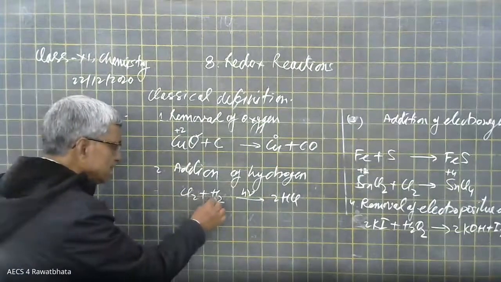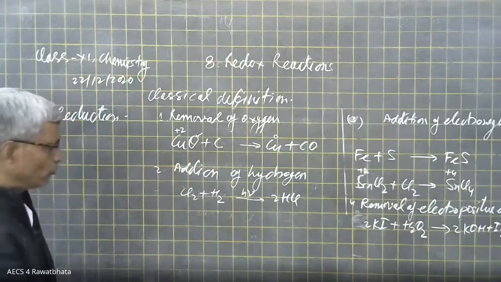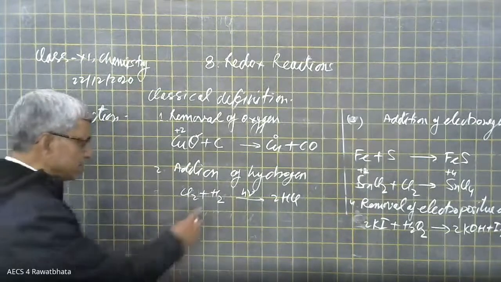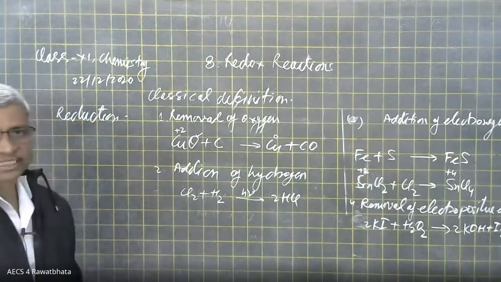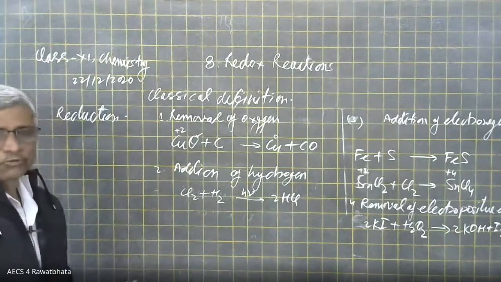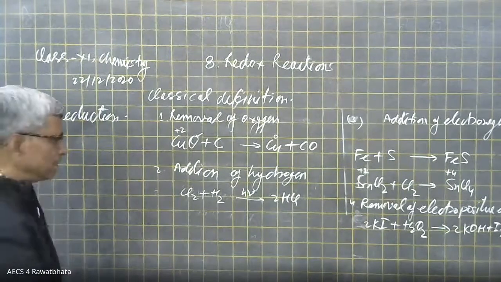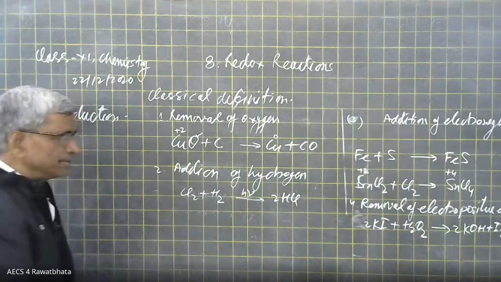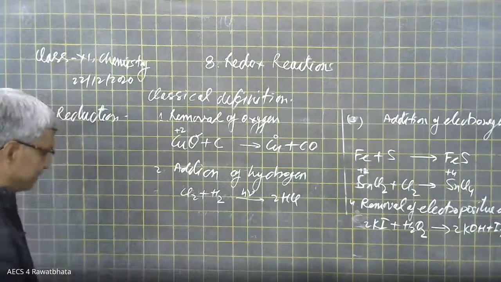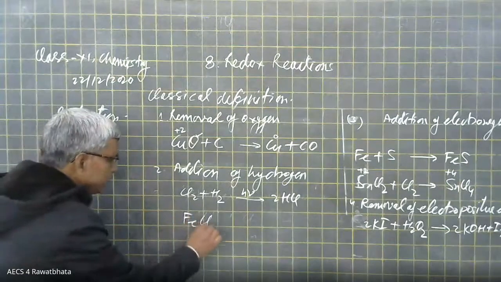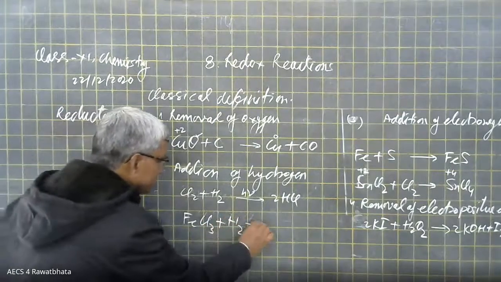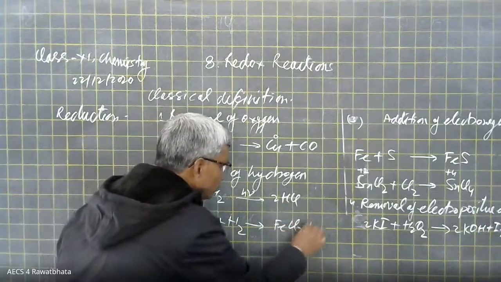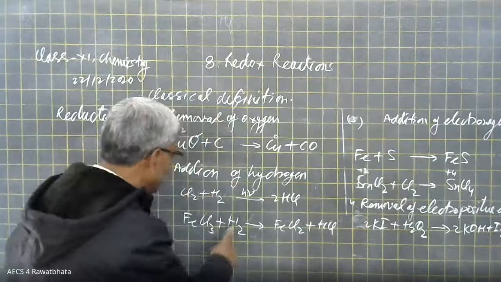Here hydrogen is added to chlorine. Therefore, chlorine is going to reduce into HCl. Addition of hydrogen is called a reduction process. Here is the example, H2 plus Cl2 gives 2HCl. It is an example of a reduction reaction. Chlorine is joining with hydrogen. That's why it is a reduction reaction. Another example, FeCl3 plus H2 gives FeCl2 plus HCl. Here hydrogen is joining.